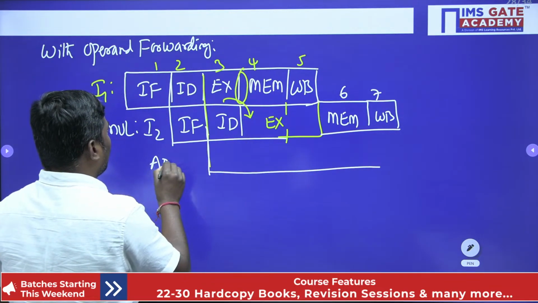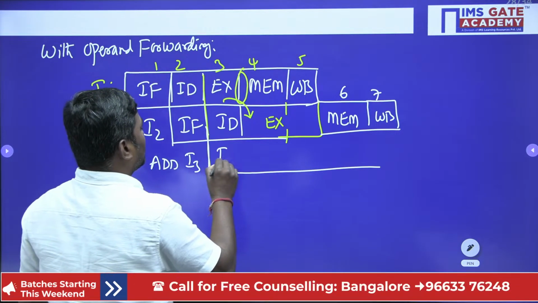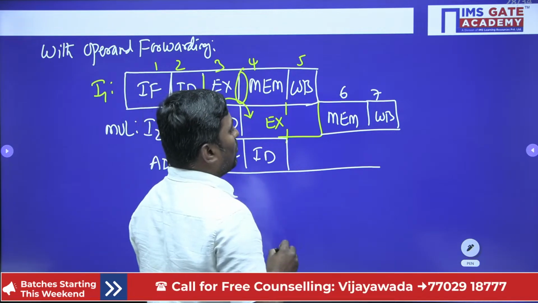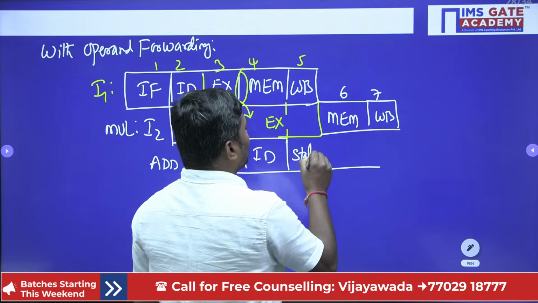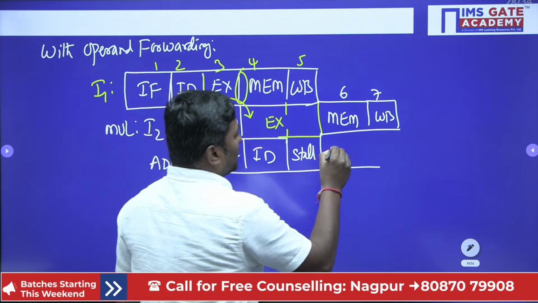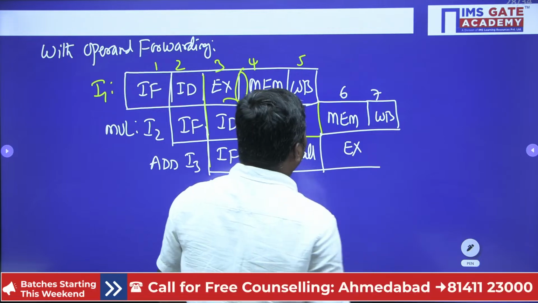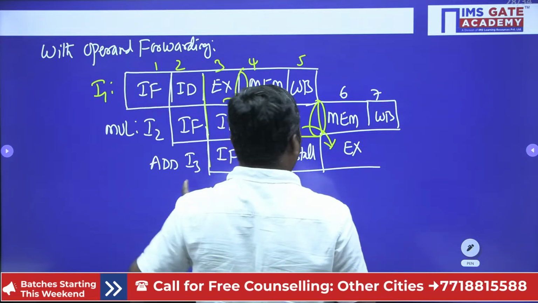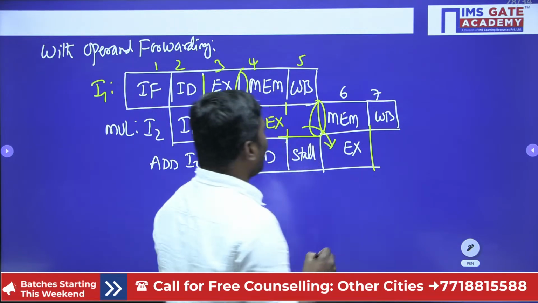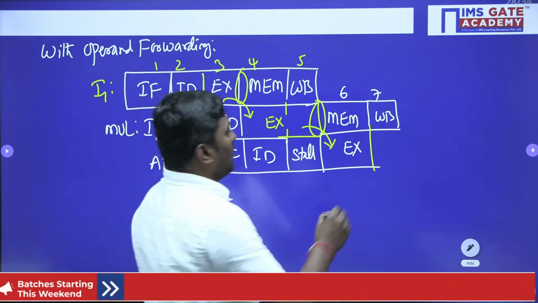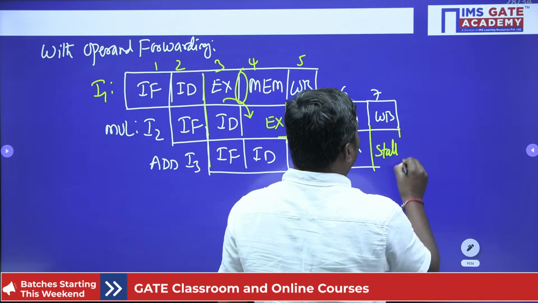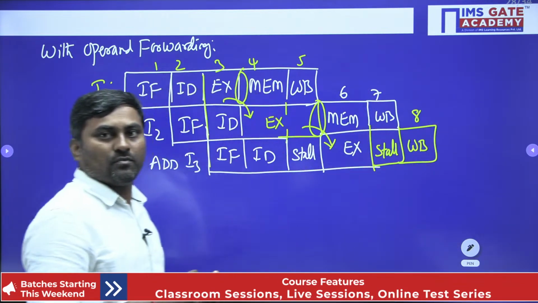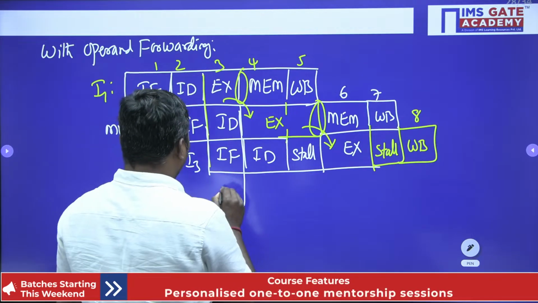So addition, instruction I3: instruction fetch, instruction decode will happen here. So can I do execution? No, stall, because the stage is busy. So can I use the execution stage? Yes, you can. Why? See now, at the end of the execution stage, the result is available. You can forward here. For addition, the execution stage requires 1 clock cycle only. Now here is one stall. Then you can perform the write back. So clock number 8.